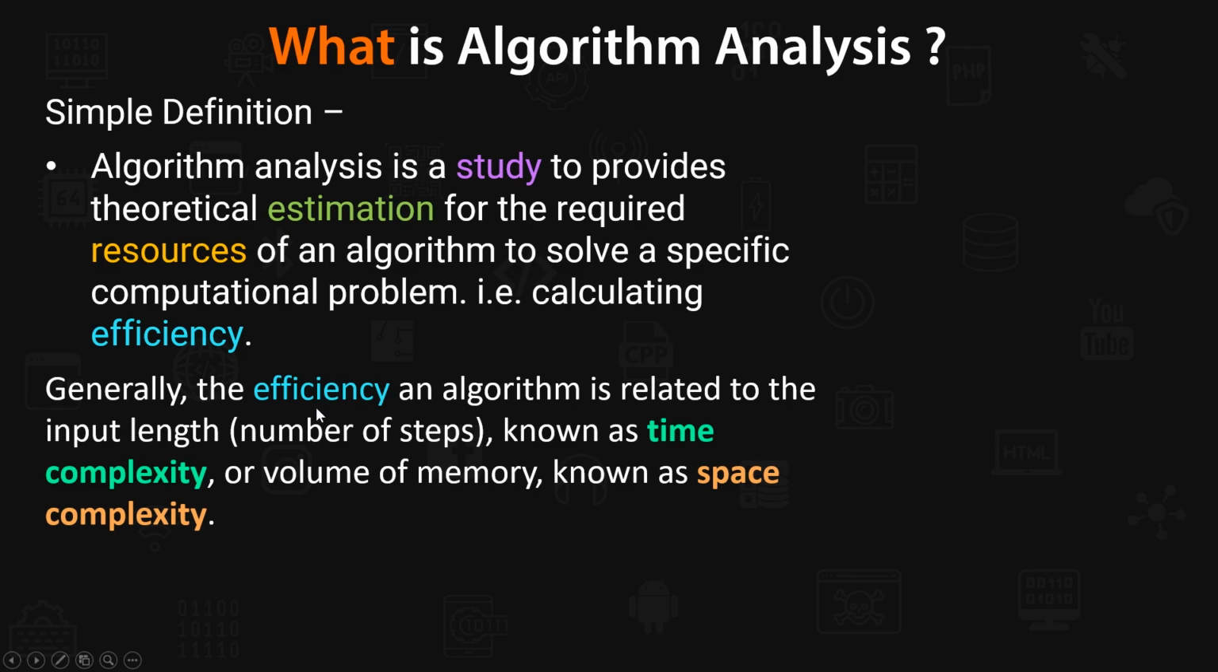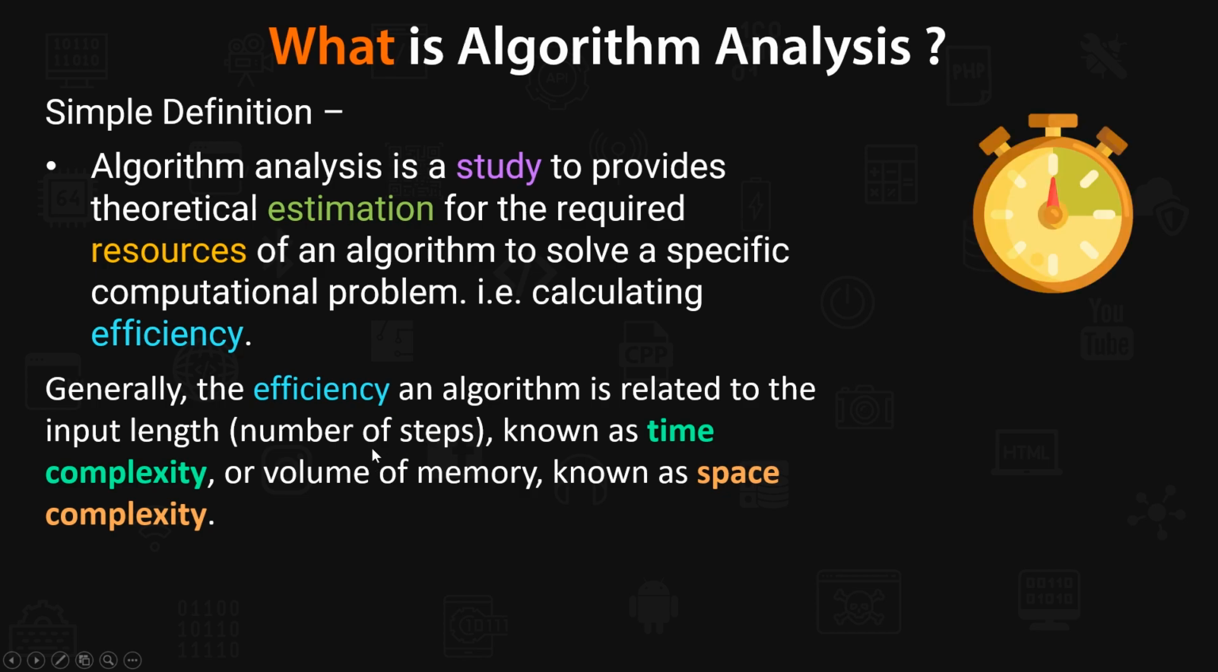So as I mentioned, generally, the efficiency of an algorithm is related to the input length, that is the number of steps, also known as time complexity, or volume of memory known as space complexity. So it makes sense, right? If your algorithm has 10 steps, it would take some particular amount of time, but if that step increases, let's say it becomes 20 steps, obviously the time also will increase. So it makes basic sense, right?